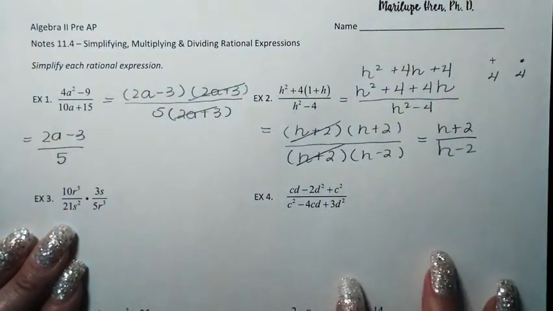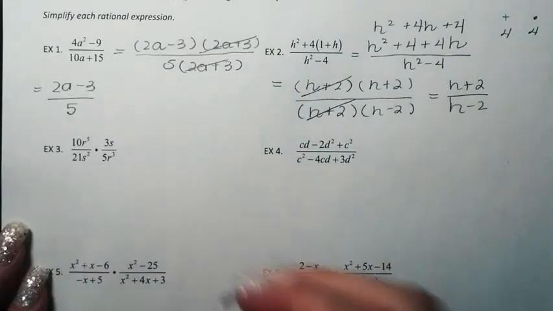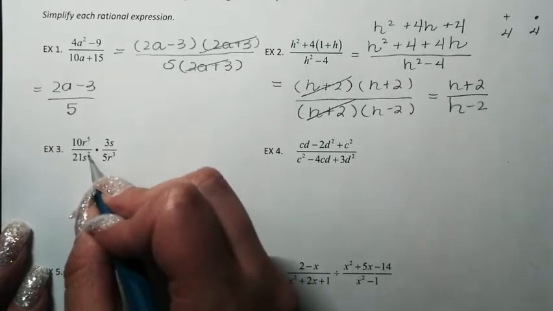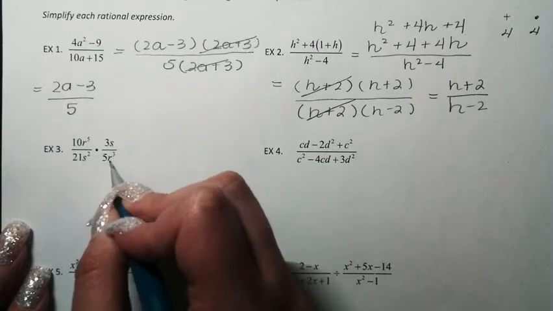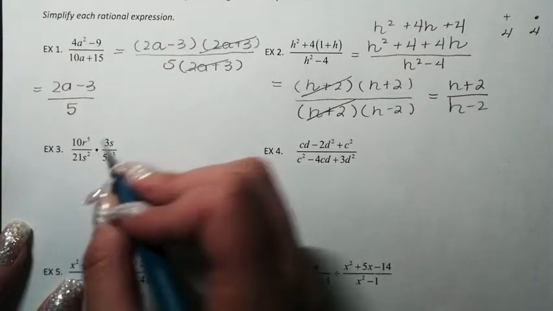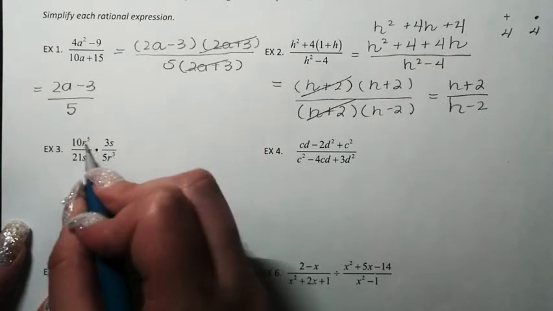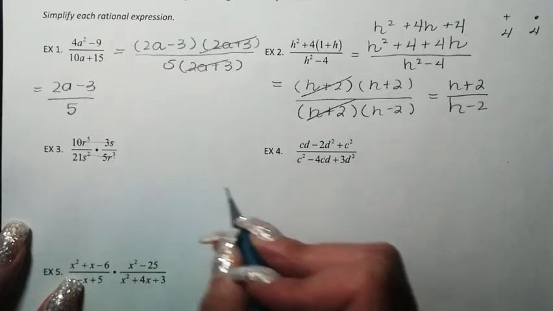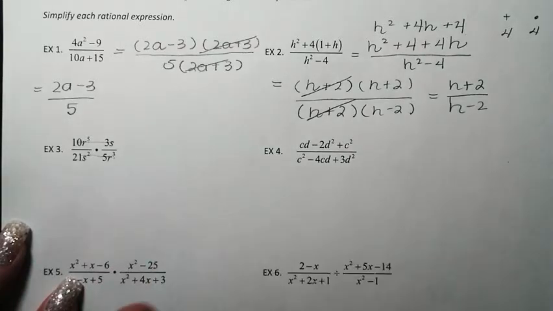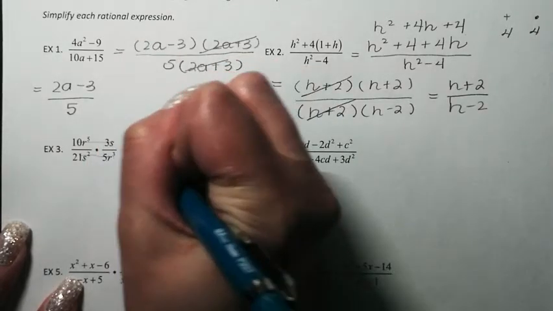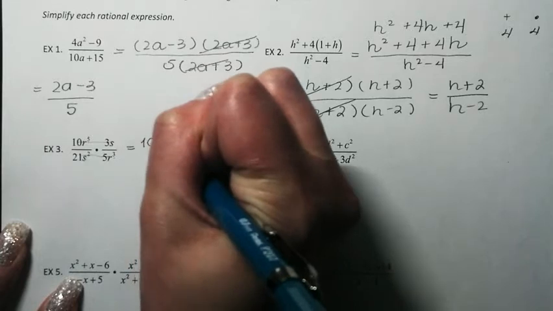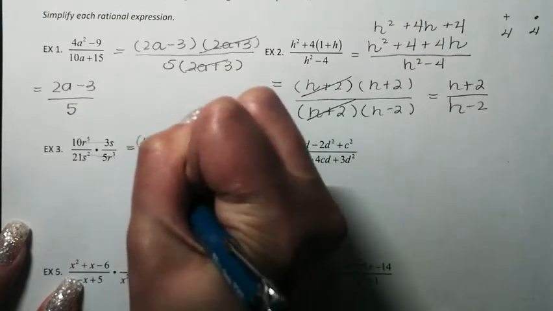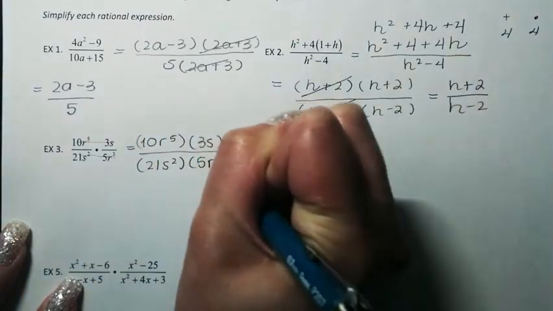Okay, so for number 3, you have 10r to the power 5 divided by 21s squared, times 3s divided by 5r cubed. Please note that you have a dot there. When you have a multiplication or a dot, you are going to multiply straight through. So if you want to rearrange this in a more user-friendly way, this is going to be 10r to the power of 5 times 3s, divided by 21s squared times 5r to the power 3.